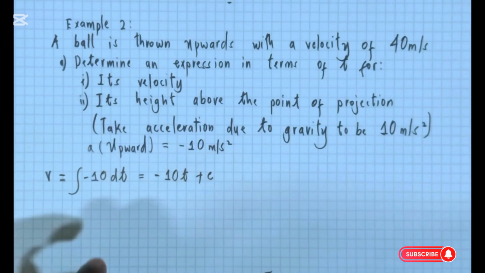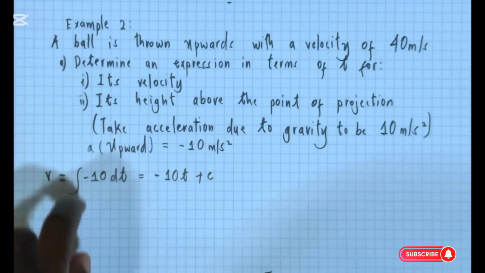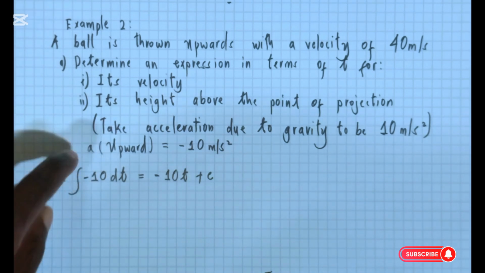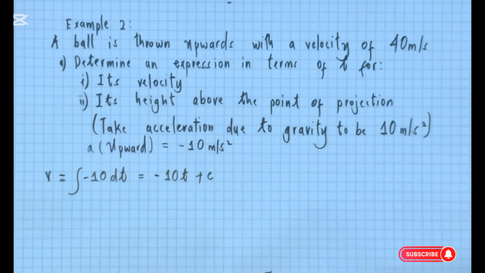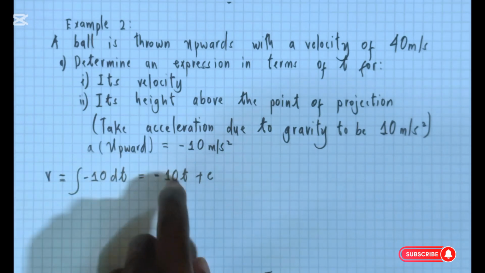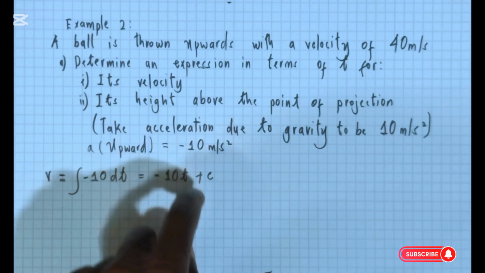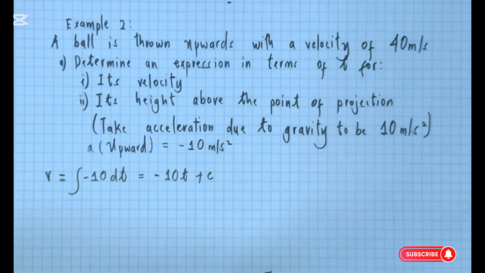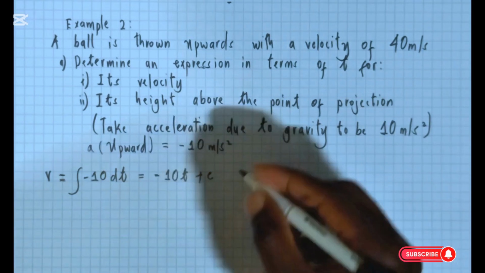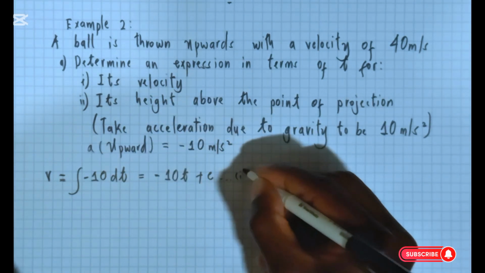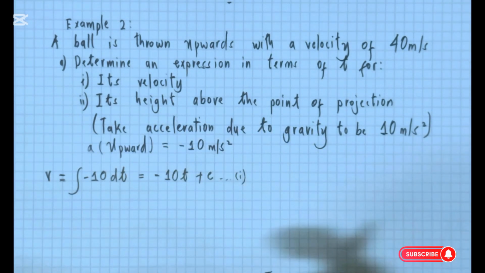So we are adding c. Why? Because this is an indefinite integral problem. It does not have any limits. So it's going to be negative 10t plus c. I'm going to call this equation 1. That is not where we're going to leave our answer, though.